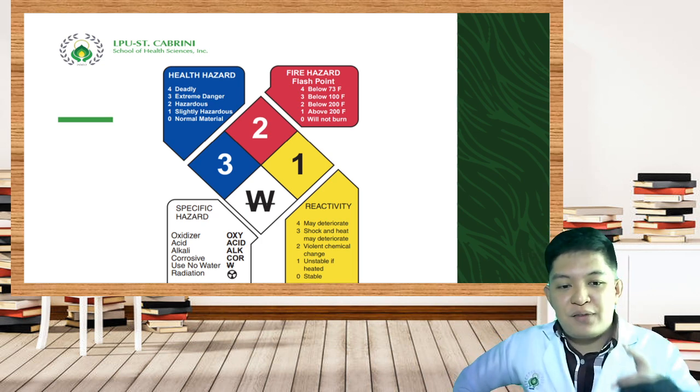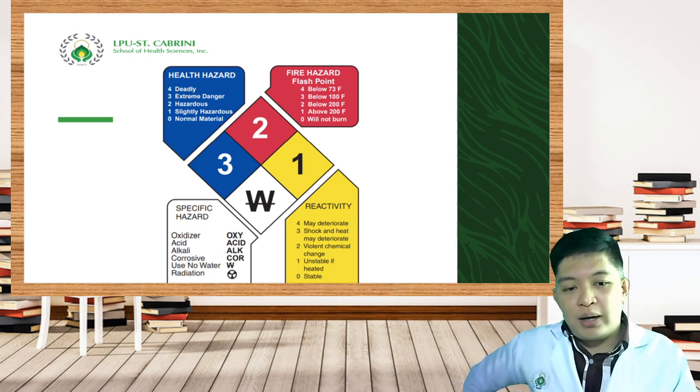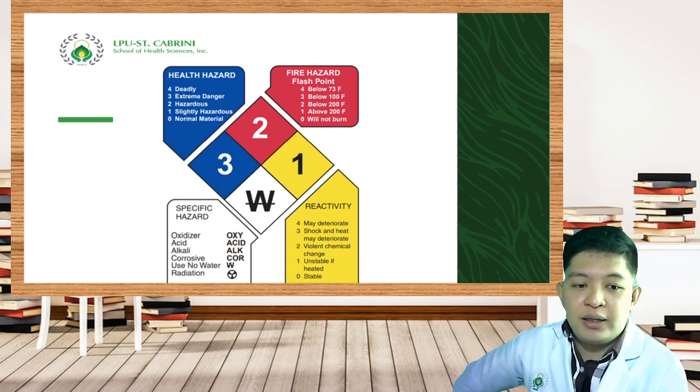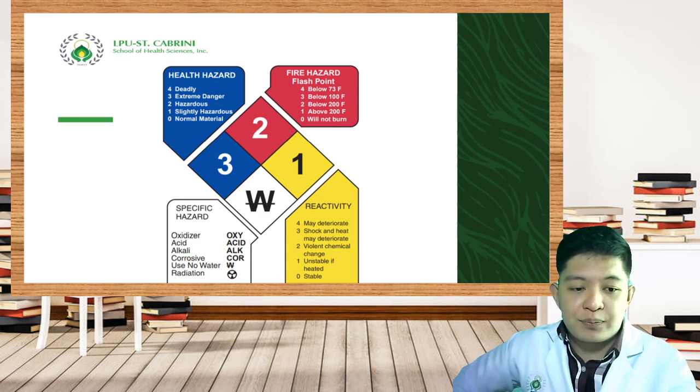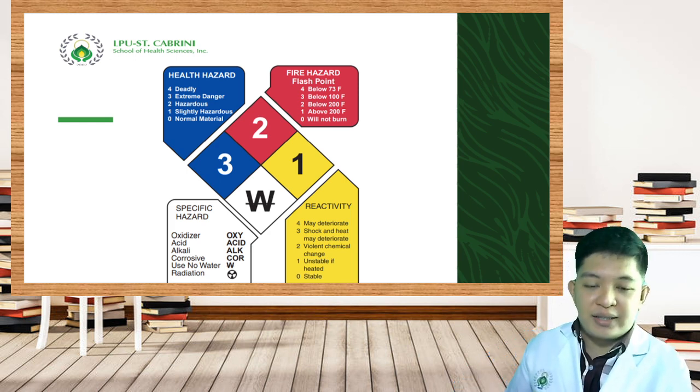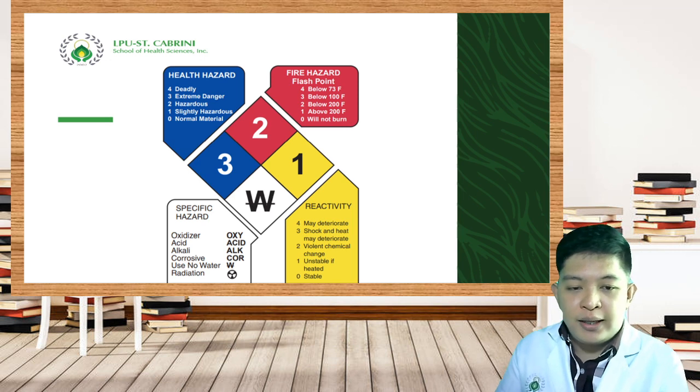At bawat dyan, may leveling din tayo dyan. Kapag 0, it means stable. Kapag 1, unstable. Kapag 2, violent chemical change. Kapag 3, that is shock and heat. Okay? Kapag 4, may deteriorate.